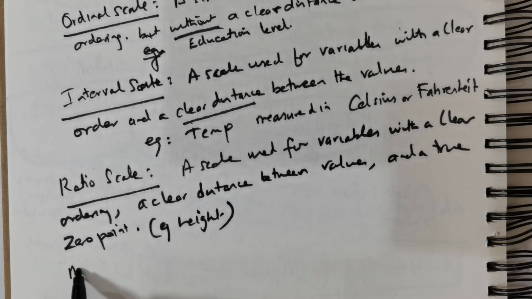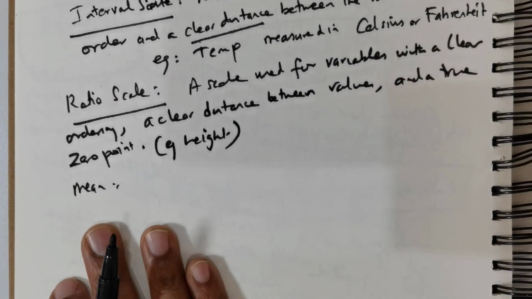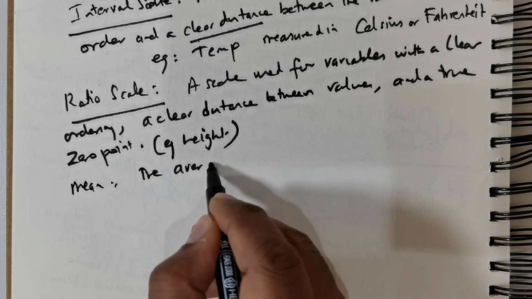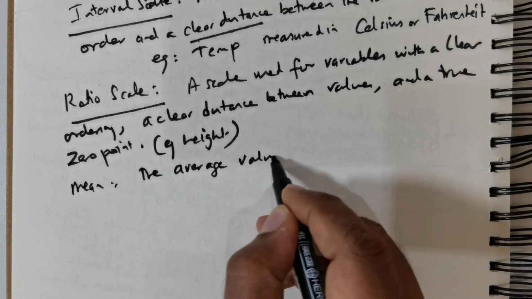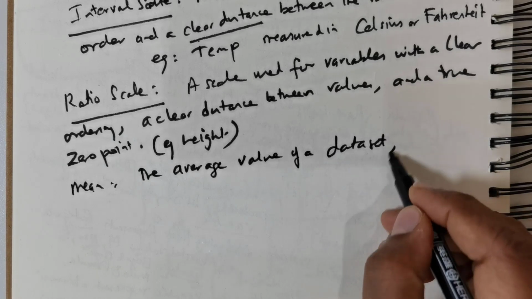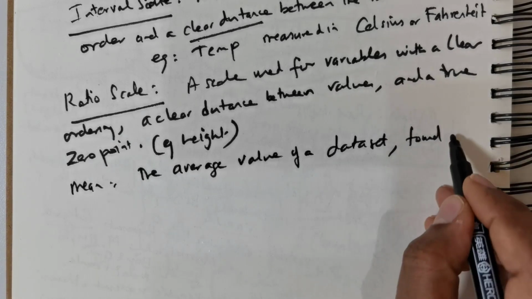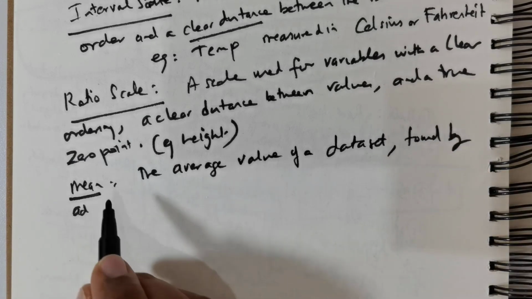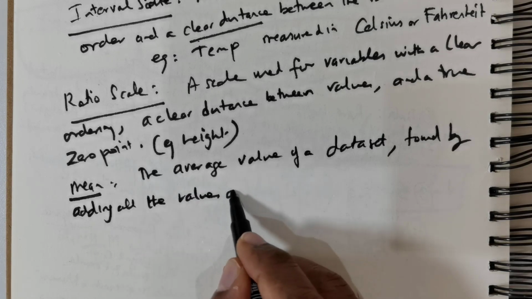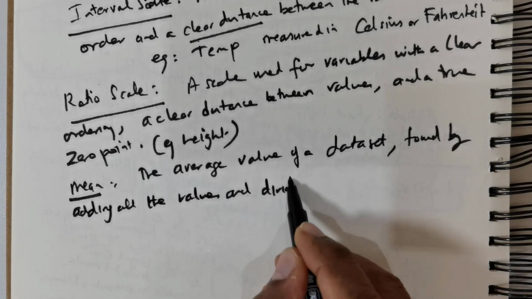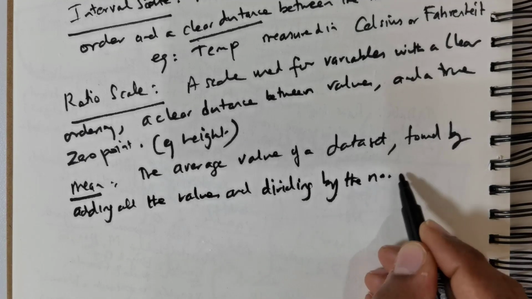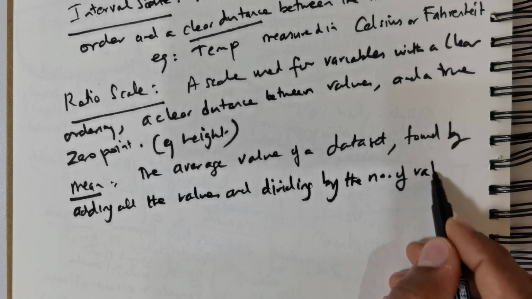Next, we need to know what is the mean. This is the most common definition. This is nothing but the average value of a data set. This is found by adding all the values and dividing by the number of values.